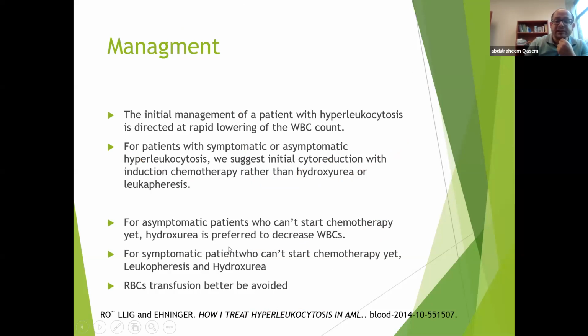Another very important thing: those patients most of the time will have anemia. So this patient may come with a hemoglobin of 6 or 6.5. And in those patients, it is better to avoid blood transfusion. If you give a blood transfusion, you increase serum viscosity and you increase the complications. So in those patients, you probably need to avoid blood transfusion in general.